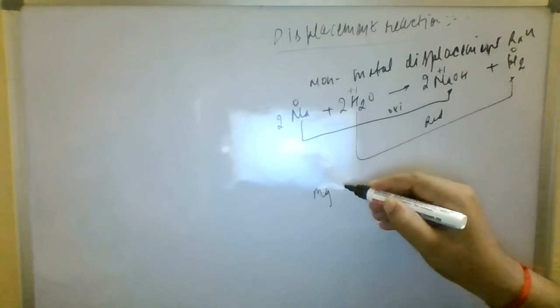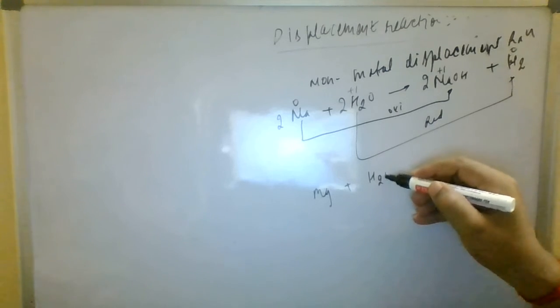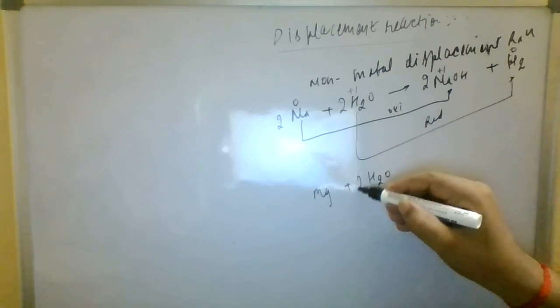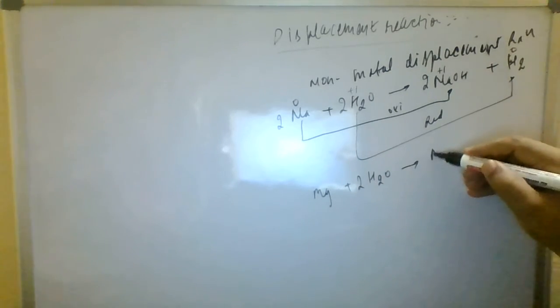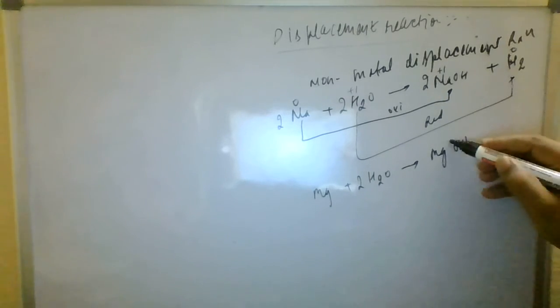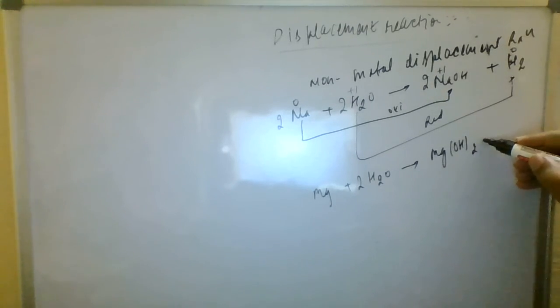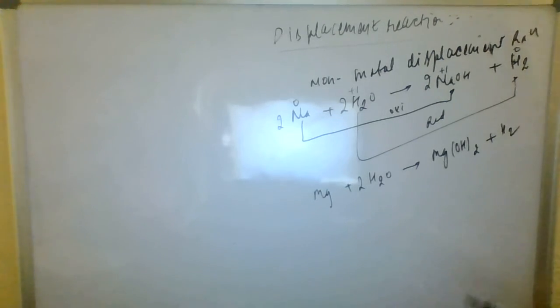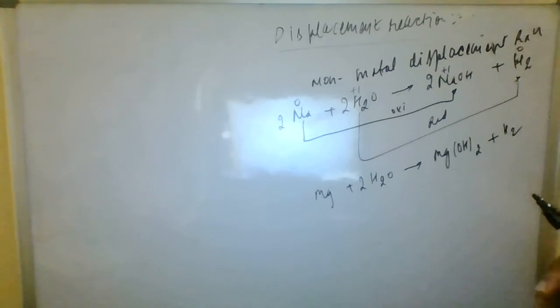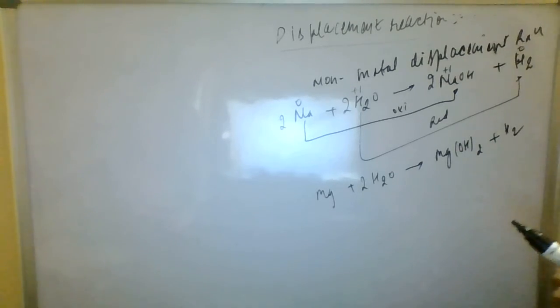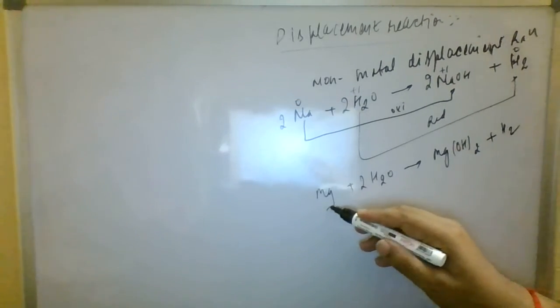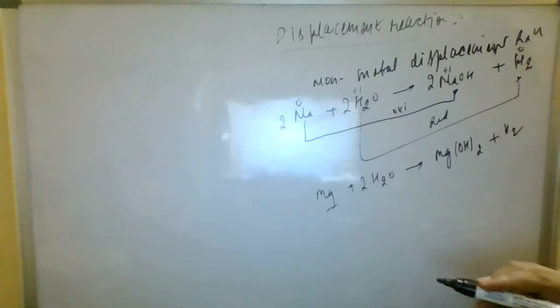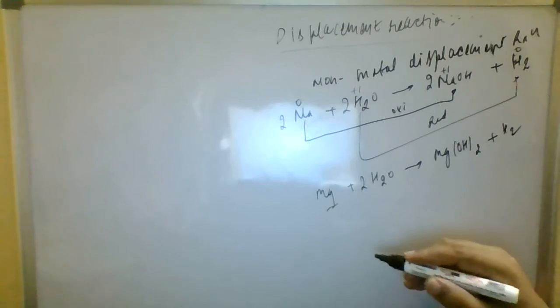You can give Mg plus H2O. Two moles of water you take, so it gives Mg(OH)2 plus H2. This is also an example of a displacement reaction in which the metal magnesium displaces the hydrogen. Similarly, there are several examples.